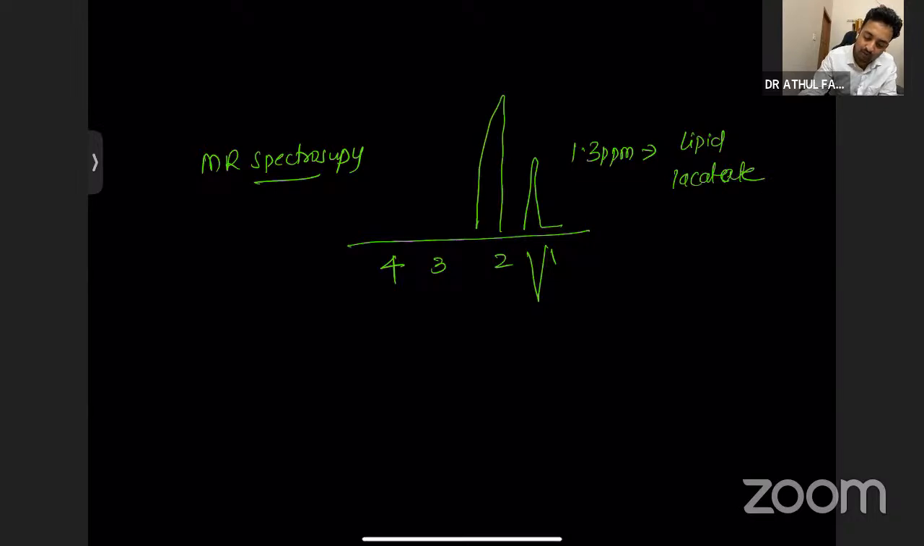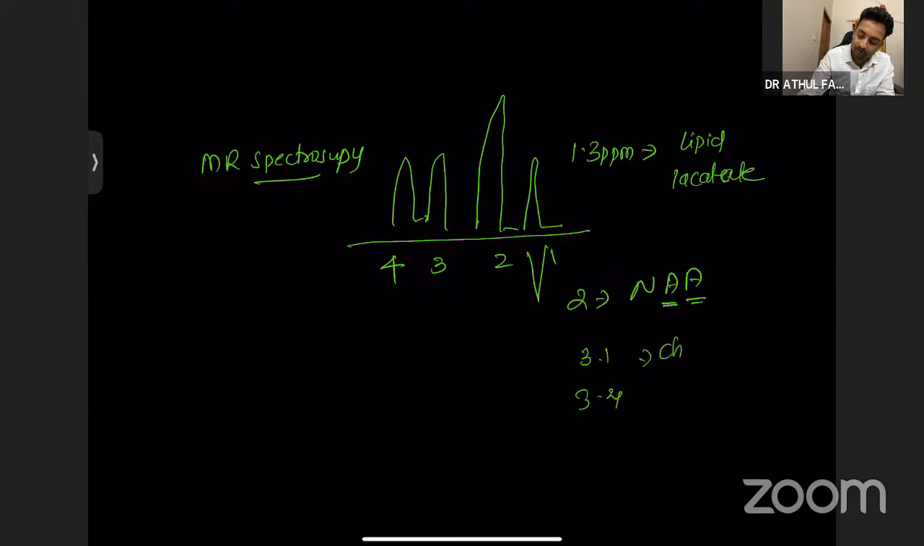Then at 2, you will see a peak, that is NAA. So 2 stands for NAA. Then at 3.1 and 3.4, that is choline and creatinine. So there are multiple peaks like this.